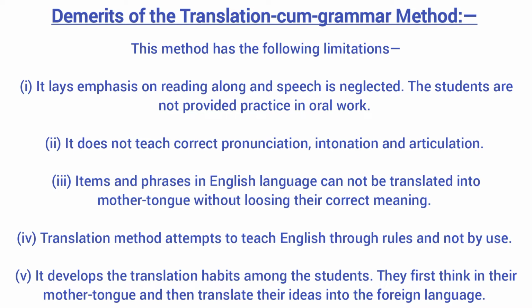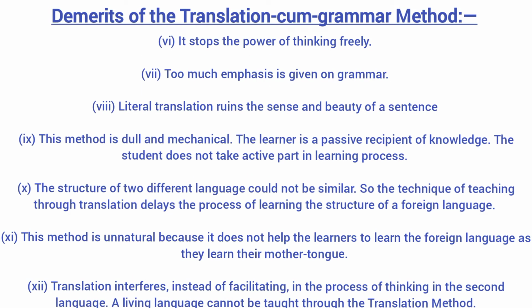Third, items and phrases in the English language cannot be translated into the mother tongue without losing their correct meaning. Fourth, the translation method attempts to teach English through rules, not by use. Fifth, it develops the translation habit among the students. They first think in their mother tongue and then translate their ideas into the foreign language. Sixth, it stops the power of thinking freely.